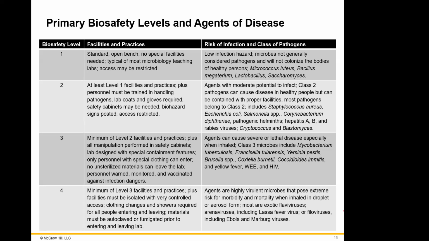That's this whole separate strain that you'd be dealing with. So they don't have any of those genes, or we're going to be dealing with bacteria that grow in the soil or are normal, healthy, like Staphylococcus epidermidis or lactobacillus or whatever. They're just not that terrifying. So that's going to be open bench, no special facilities. It says it's typical of most microbiology teaching labs, and access may be restricted.